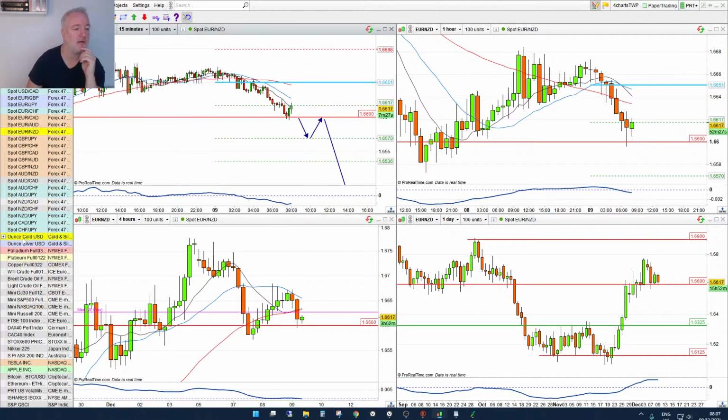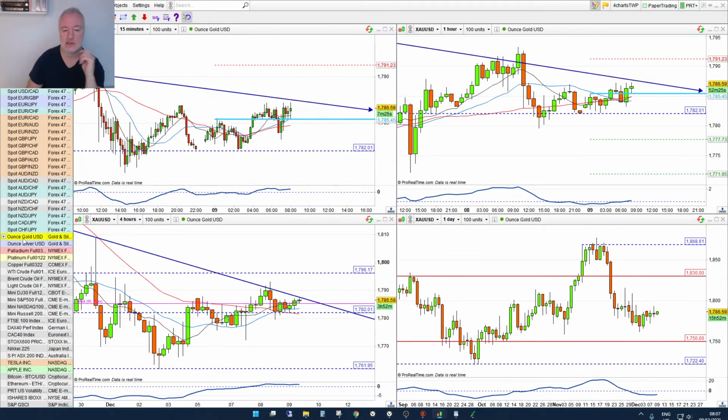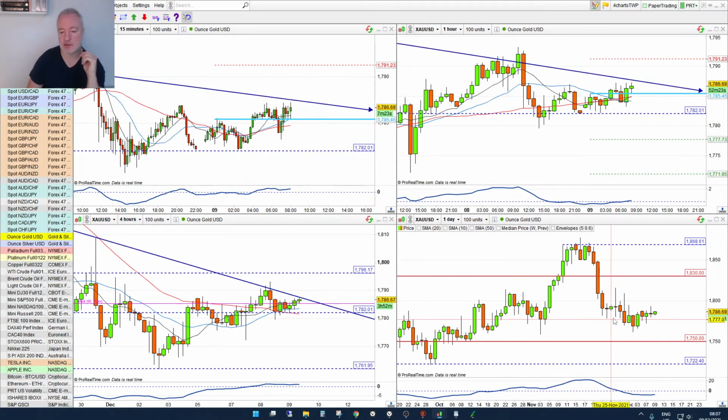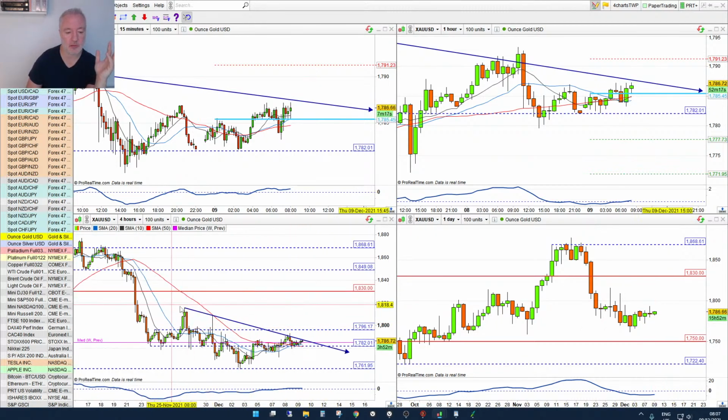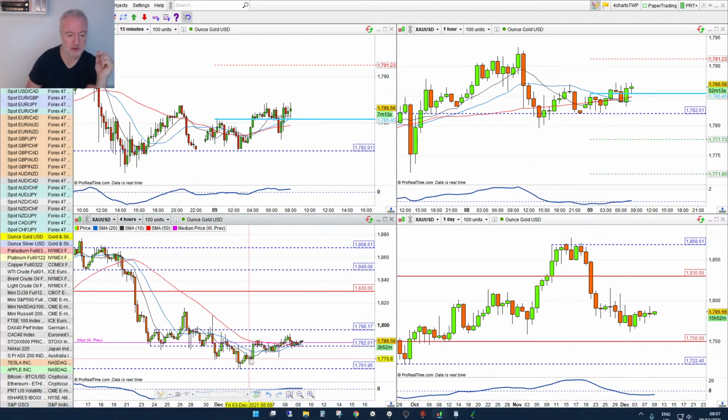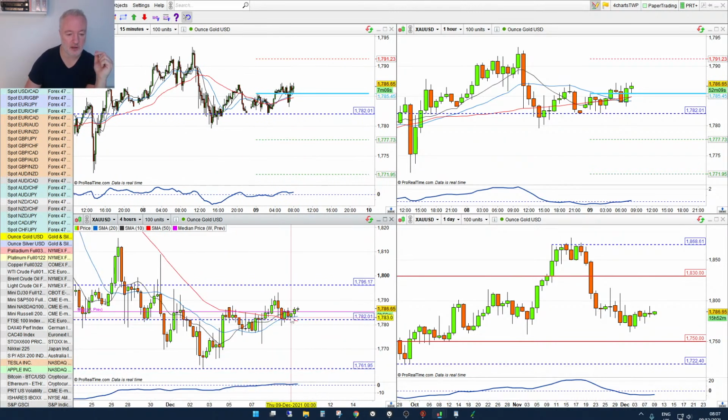CAD Yen, Swiss Yen. Let's have a look at gold. Gold is consolidating largely here. This needs a breakout candle. We spoke about it being more bearish than bullish, but here, I'm going to remove this. I need to see this break out of this consolidation on the 4 hour. Need either a bullish or bearish candle. I think it's leaning to the upside.